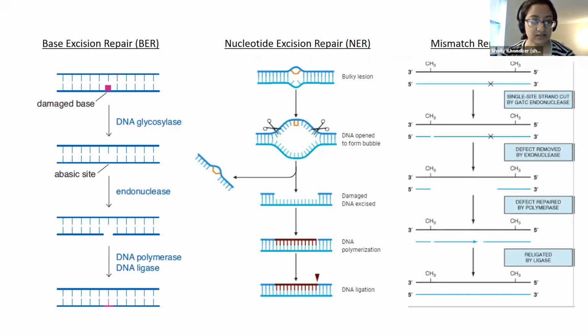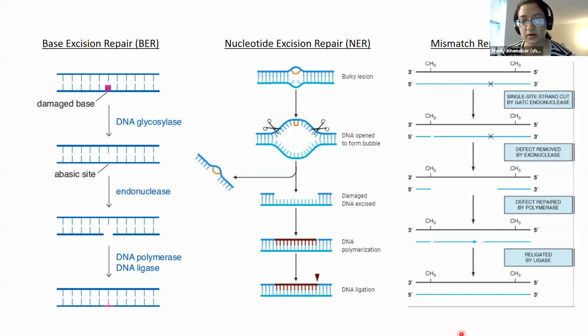So for base excision repair, the damaged base is detected by an enzyme, and then DNA glycosylase comes in and removes the base, and then an endonuclease comes in and cuts out the remainder of that nucleotide. Then DNA polymerase comes in to add a new nucleotide in that place, and DNA ligase seals it together.